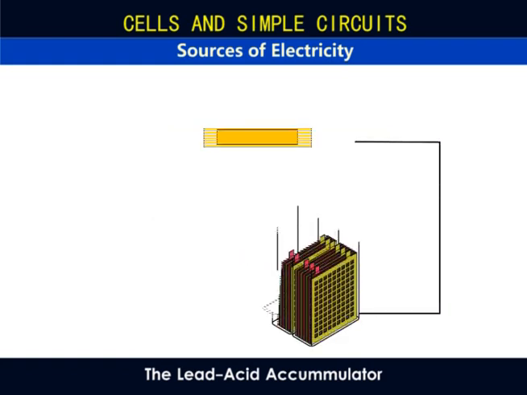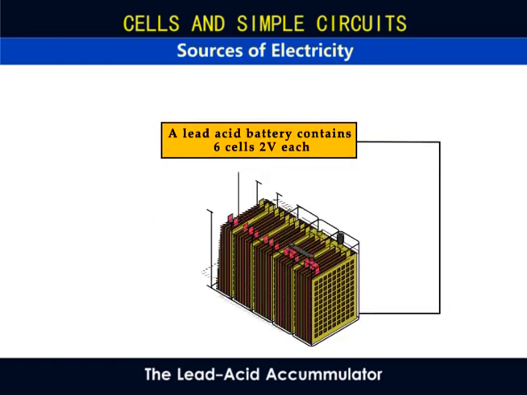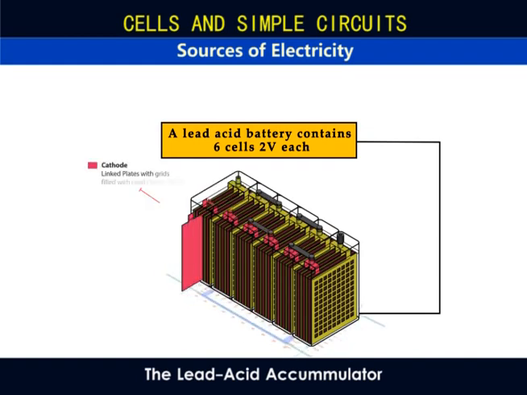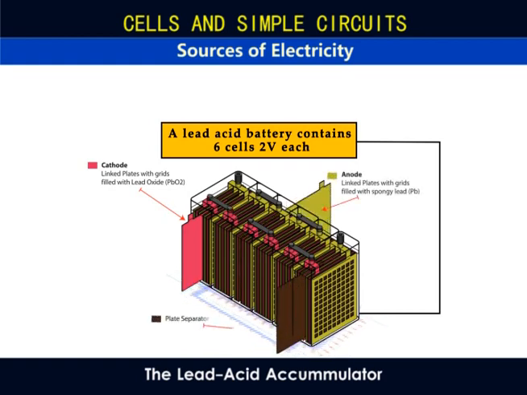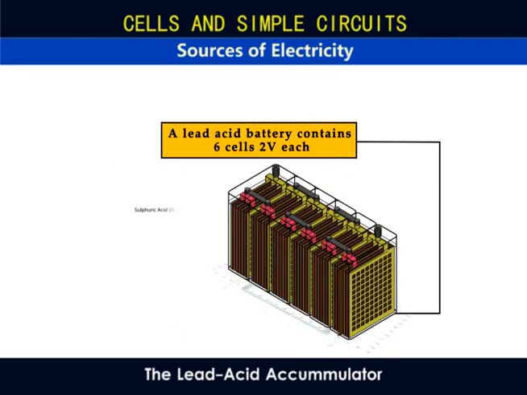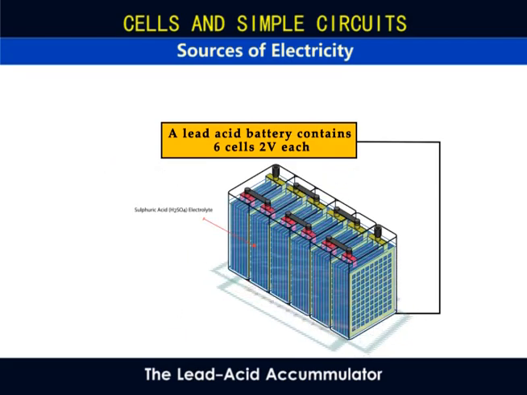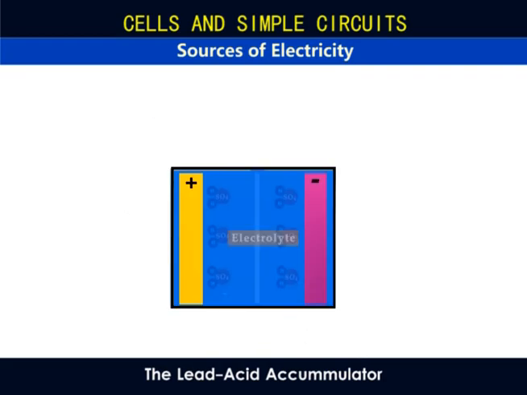A lead acid battery contains 6 cells, each of 2 volts. The anodes are linked plates with grids filled with lead-4 oxide, while the cathodes are linked plates filled with spongy lead, separated by a separator plate. Dilute sulfuric acid is the electrolyte. This reacts with the 2 plates in a chemical process that creates electric current that powers the load connected outside.